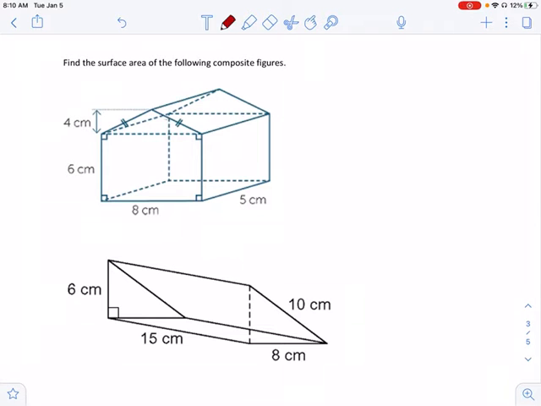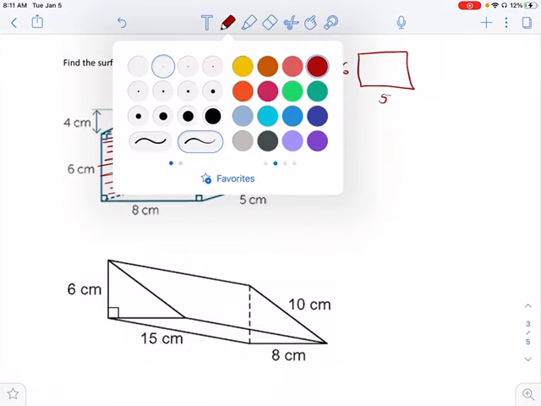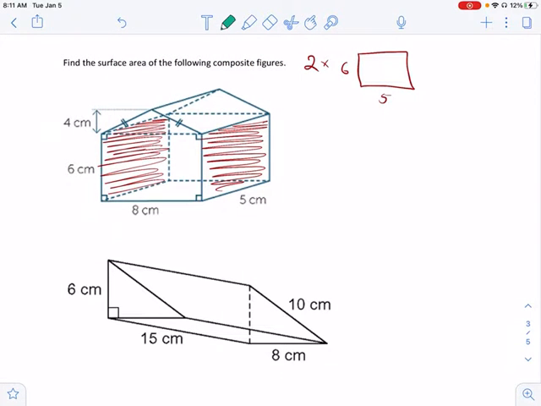So the first thing I'm going to do again is try to identify some of these shapes and drag them out. I've got two of these rectangles on either side of my house here, and the dimensions of those appear to be 5 by 6. So I have two of these, and they are 5 by 6. Okay, I've recorded that. I have the bottom of my little house, which is 5 by 8. So I have one of those, which is 5 by 8.